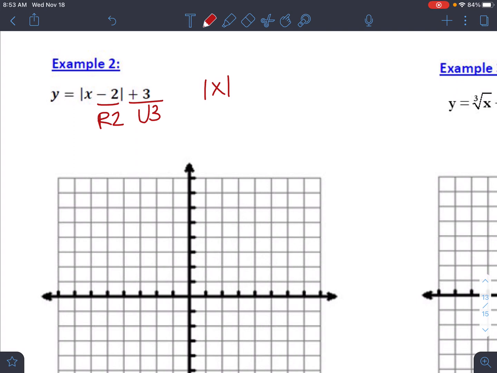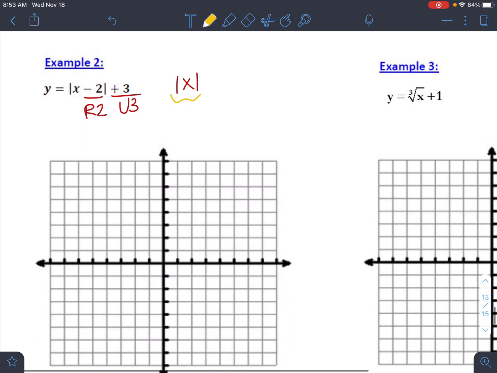My recommendation for graphing these is actually doing kind of shadow points, so shadow parent points. What I mean by that is graph your table for absolute value of x. We should know this pretty much off the top of our heads. 0, 0, 1, 1, 2, 2, negative 1, 1, negative 2, 2. If you need to, write down the parent points over here.